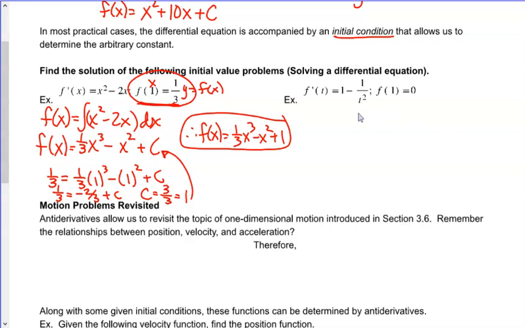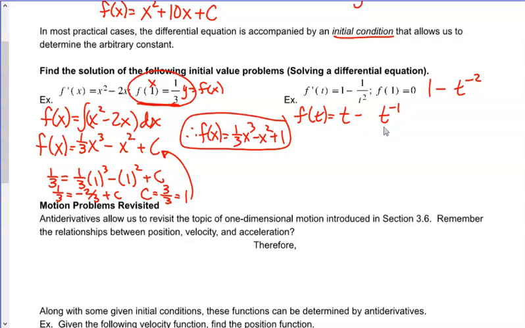Let's try another one. This one, before I integrate, I'm going to change this to 1 minus t to the minus 2. So if you have anything in the denominator, bring it up with a negative exponent. So f of t in this case is going to be found by taking the integral of this, which is t minus, using the power rule, I would add 1 to that. When I add 1, that gives me t to the minus 1. But then I have to divide by that new power.